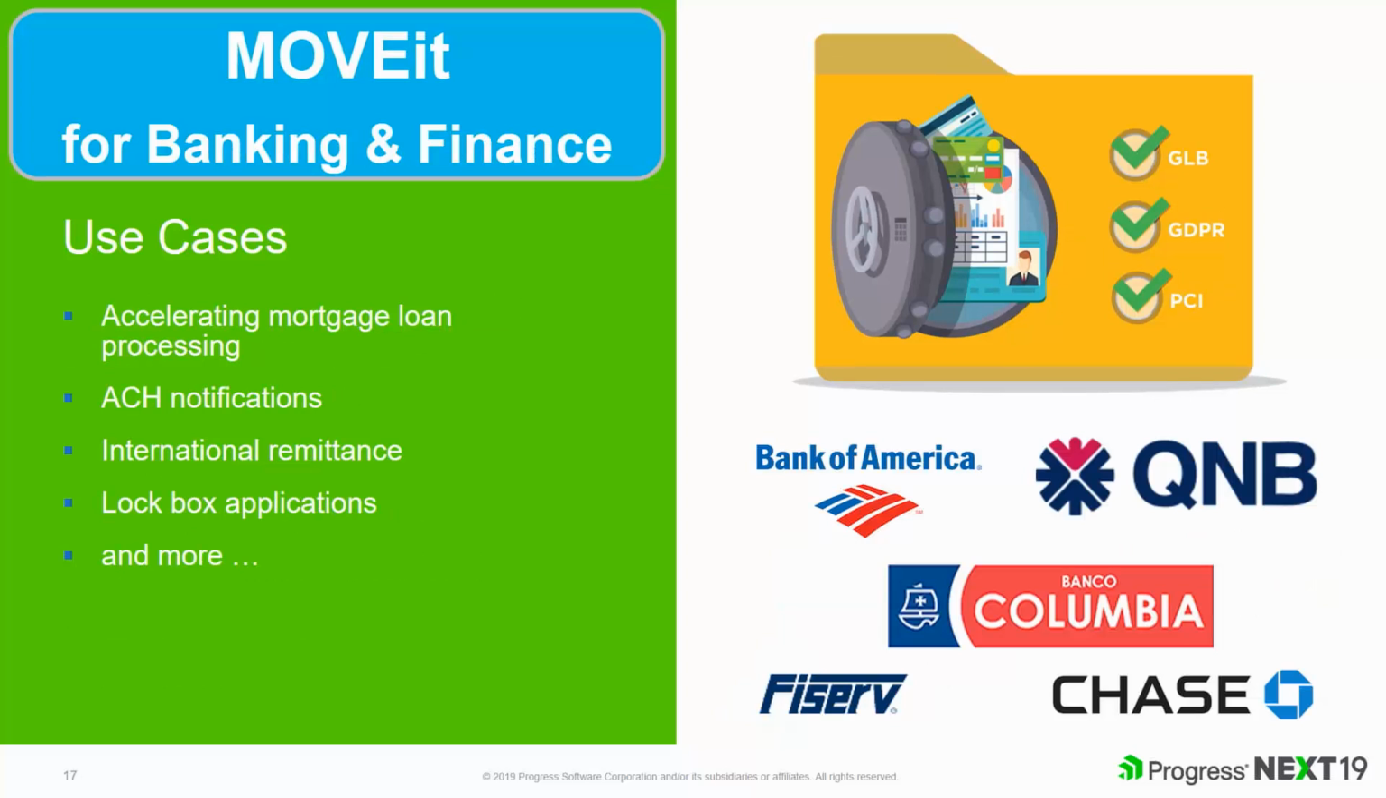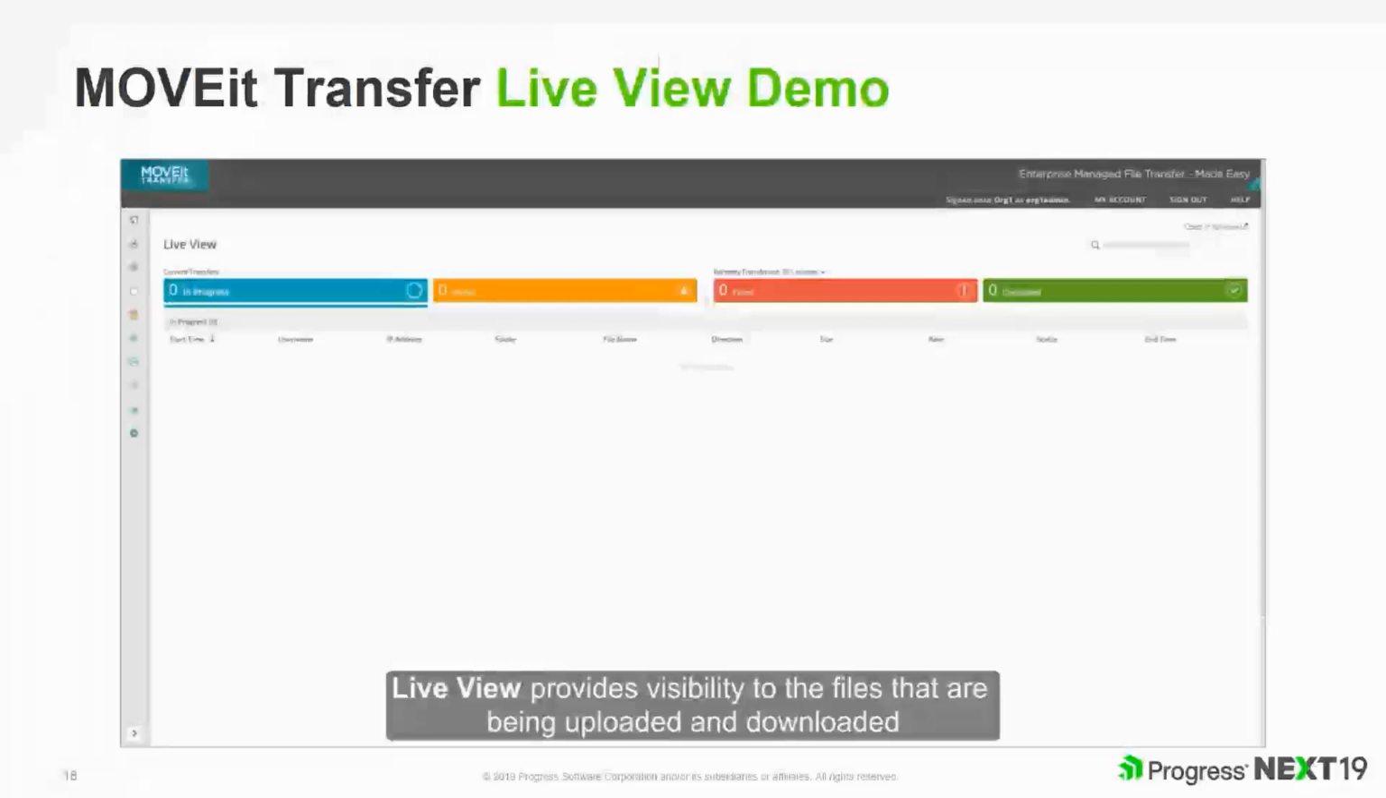And then in banking and financing, similar kinds of ideas. You've got loan processing, you've got ACH notifications, you've got remittances that are going overseas, or lockbox applications. These are, again, areas where we need to make sure that the data is controlled end to end and know exactly who's touched it, and make sure that we're not violating any regulatory requirements.